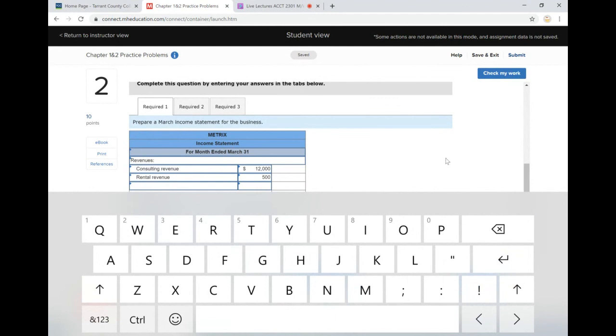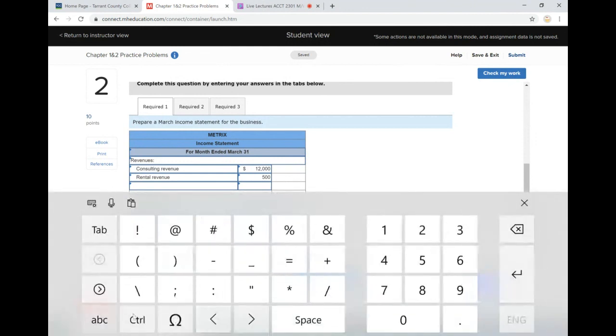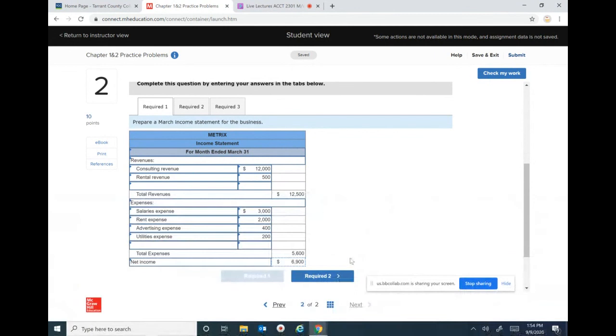We call this income statement a single step income statement because all we have to do is take all the revenues of $12,500 and all the expenses of 56 and calculate net income. Take the difference between the two, which in this case, the company has realized a positive net income or profit of $6,900. All right, so 6,900. Let's see if this is correct.